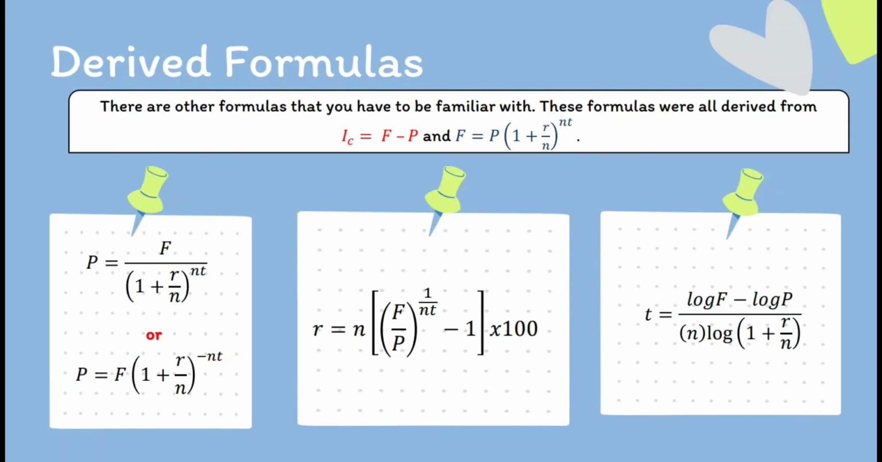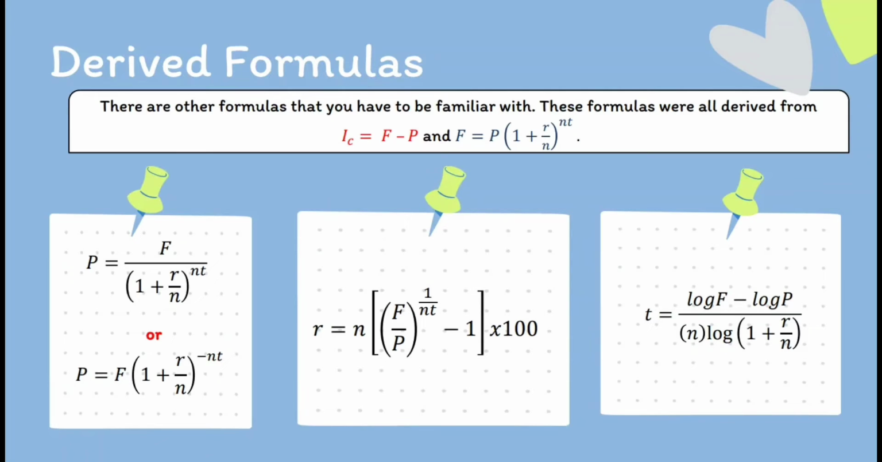These formulas were all derived from compound interest is equal to F, or known as maturity or future value, minus the principal amount. And F, or future value, is equal to principal multiplied by 1 plus rate over the number of times compounding occurs, raised to the number of times the compounding multiplied by time.